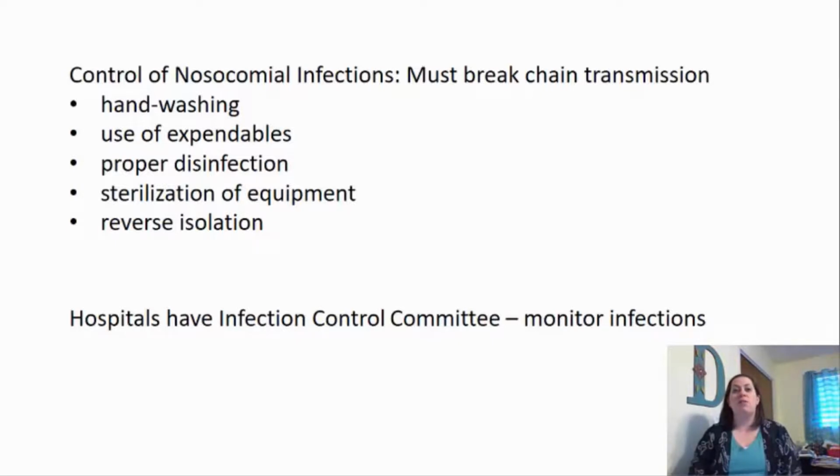Reverse isolation is for the benefit of the patient, not the benefit for the workers or the visitors. This is so that the workers and visitors don't bring extra stuff into that patient who's immunocompromised. Now, hospitals have infection control committees who actually monitor these infections, and they watch to see if there's a rise in them or if there's a fall in them, to see maybe what they're doing that's either good or bad in order to break this chain of transmission for these types of infections.